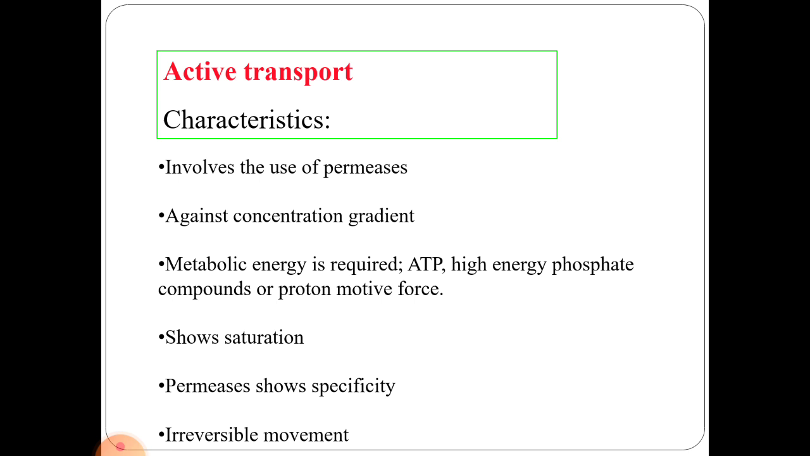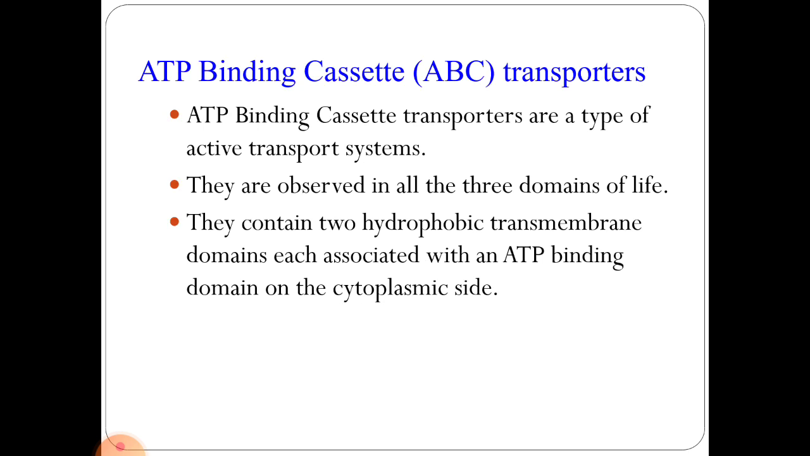Characteristics of active transport. It involves the use of permeases. It is against a concentration gradient and metabolic energy is required for the process. It uses metabolic energies like ATP, high energy phosphate compounds or proton motive force. It shows saturation and the permeases show specificity for the molecules being entered, and this mechanism is highly irreversible.